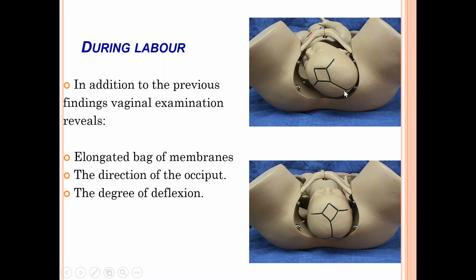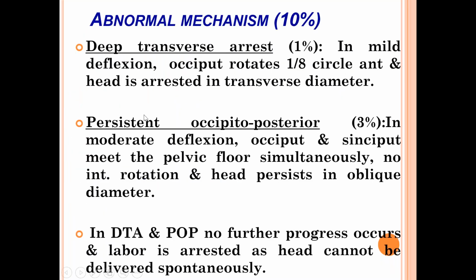So we label this as deep transverse arrest. It can also go posteriorly, then we call it direct occipital posterior position. And the other possibility is that it remains in the same position, then we call it persistent occipital posterior position. Persistent occipital posterior position occurs in 3% of the population.